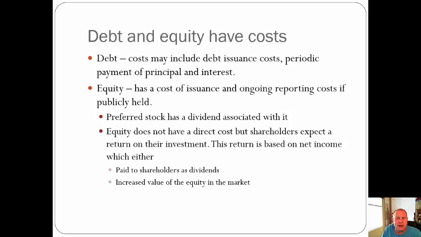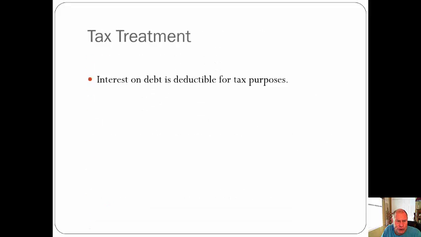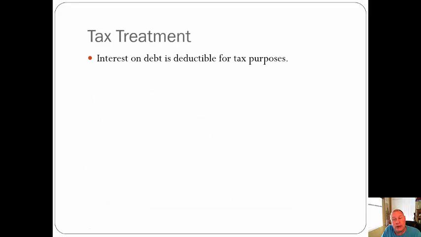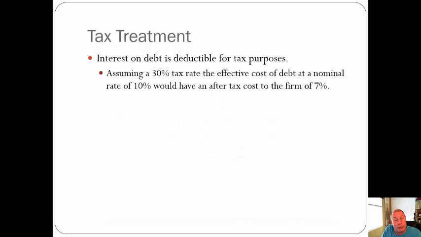Let's look at some of the tax treatments. Interest on debt is deductible for tax purposes. So if we look at an example of that, assuming a 30% tax rate, the effective cost of debt at a nominal rate of 10 would have an after-tax cost to the firm of 7. So you're going to pay $10,000 to the creditor, but you get a tax deduction. The tax rate is 30. 30 times 10 is 3. 3 is the tax. After-tax cost to the firm is 7.